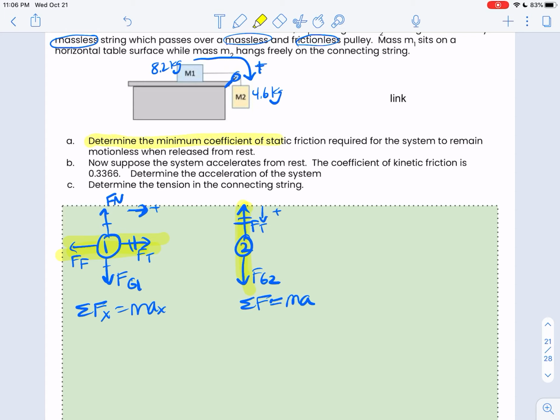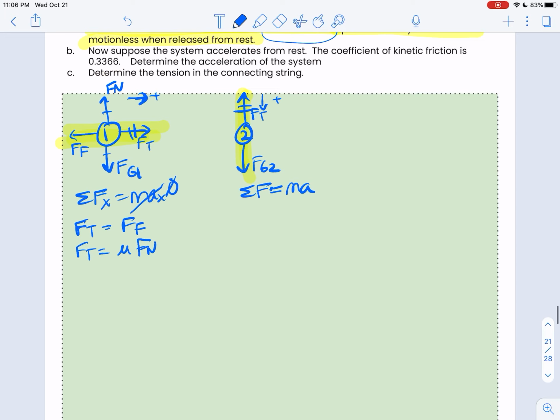Determine the minimum coefficient of static friction required for the system to remain motionless when released from rest. So if we're talking about static friction, that means acceleration is going to be 0. So the force of tension has to equal the force of friction. The force of friction is going to be mu Fn. Fn in this picture we can see is equal to the Fg1.